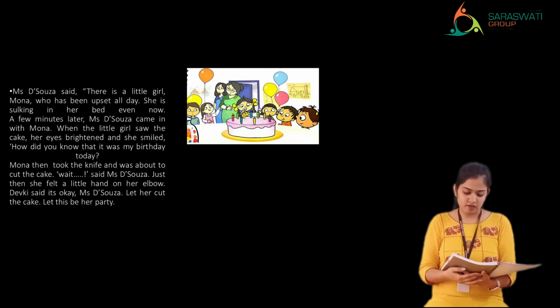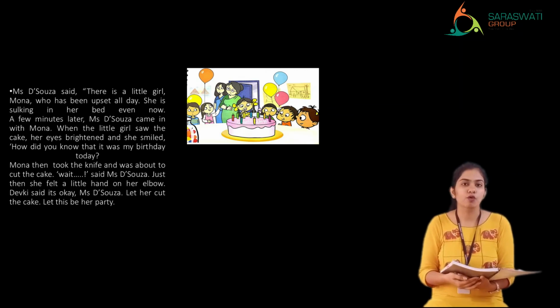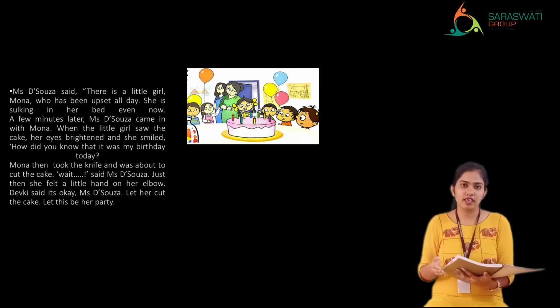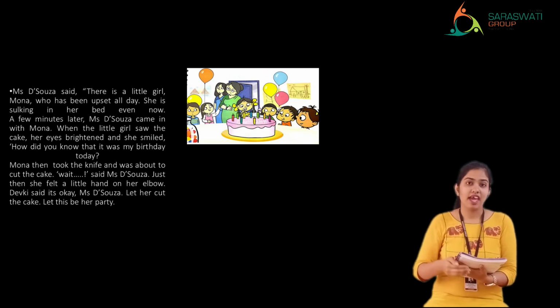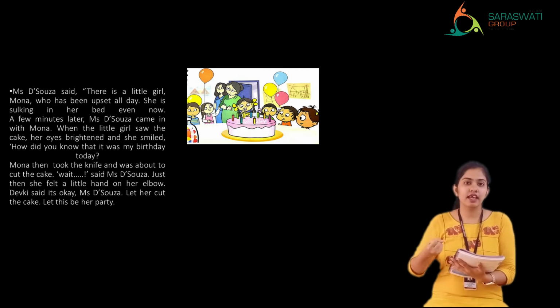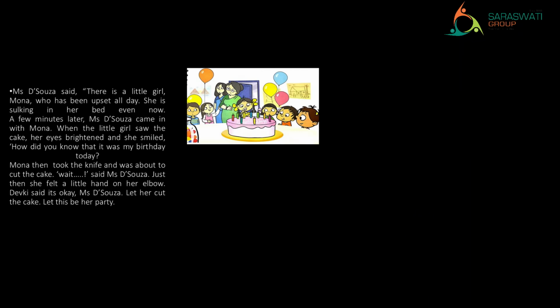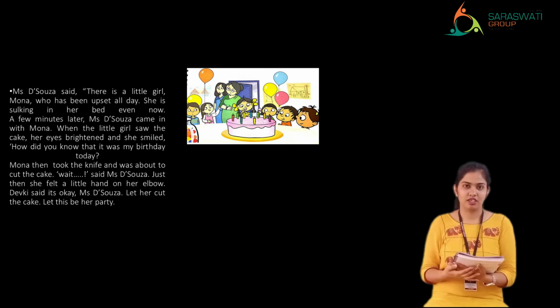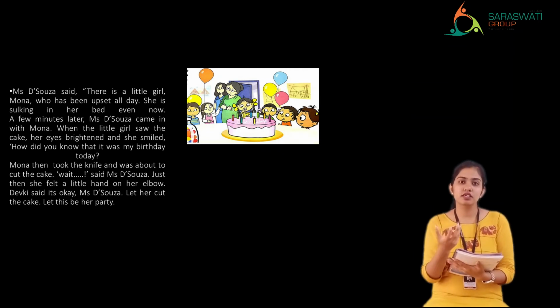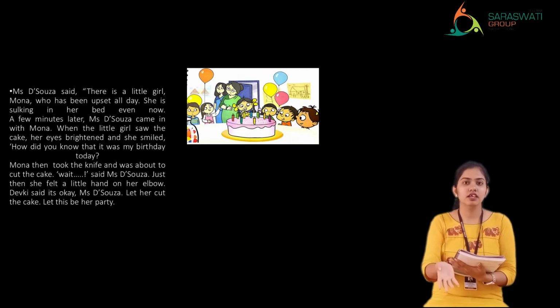Mona then took the knife and was about to cut the cake. Wait, said Miss D'Souza. Just then she felt a little hand on her elbow. So when Mona was going to cut the cake, Miss D'Souza stopped her. She said, wait. As and when Miss D'Souza felt a little hand on her elbow, she turned around to see Devki at her side. So when Miss D'Souza turned, she saw that there is a girl, Devki.